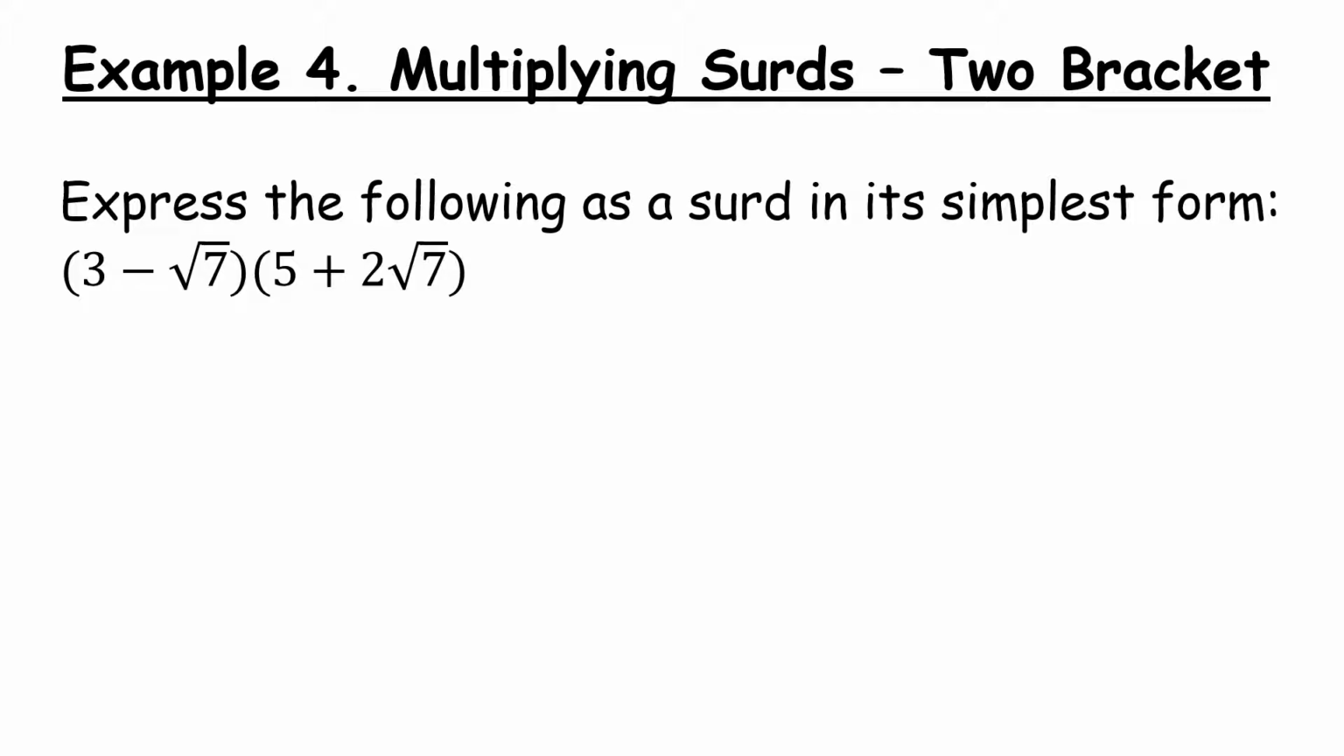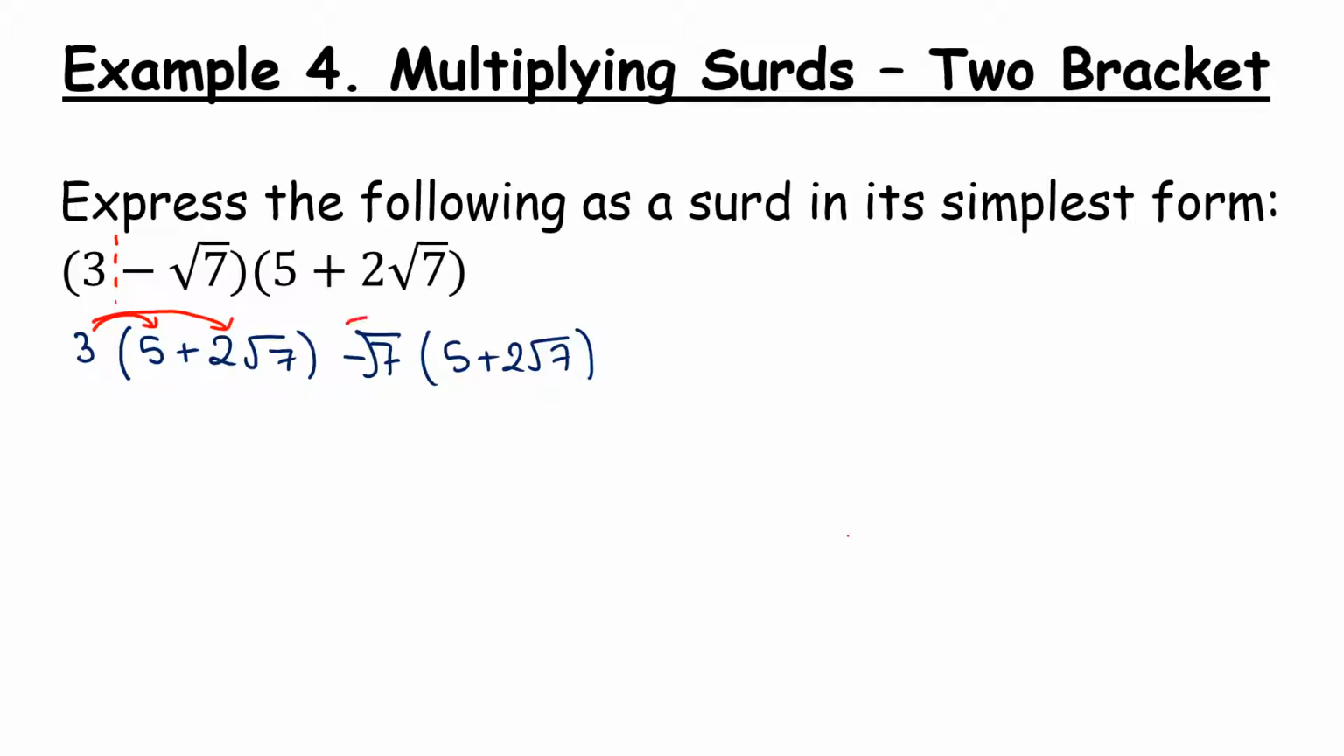So let's take example 4, multiplying out surds. In this example we have 2 brackets. Just like algebra, when we're working with 2 brackets, our working method is to split that first bracket. So we get 3 times the second bracket, which is 5 plus 2 root 7. Then minus root 7 times 5 plus 2 root 7. And let's multiply that out. We get 3 by 5, 3 by 2 root 7, minus root 7, what's your signs? And minus root 7 times 2 root 7.